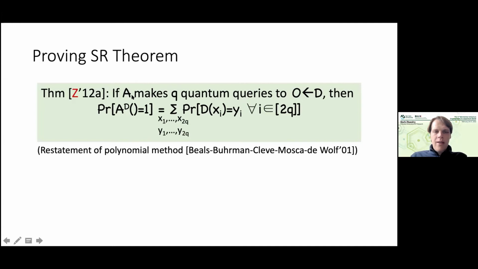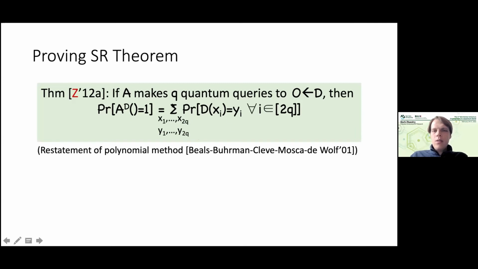Basically, if we imagine sampling an oracle O from some distribution, so this is a distribution over entire oracles, not just individual outputs, and then we have A make queries to this oracle O, then the probability that A outputs 1 doesn't depend on the entire distribution, but only on the 2Q-wise marginals. If I look at any set of 2Q inputs and ask what's the probability distribution of the corresponding 2Q outputs, the probability that A outputs 1 only depends on these 2Q-wise marginals. And even better, it is actually a linear combination of these 2Q-wise marginals.